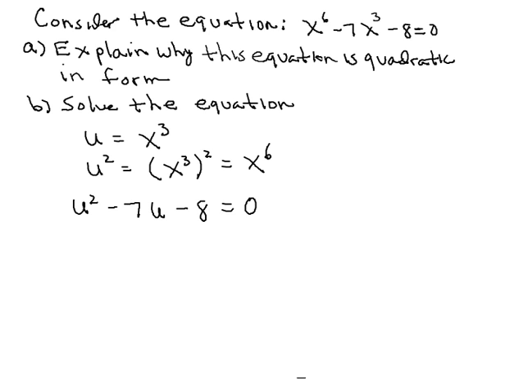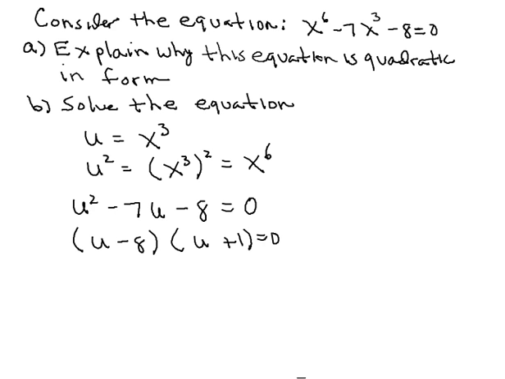So now with these substitutions we can rewrite the equation as u squared minus 7u minus 8 is equal to 0. Now the equation in this form will be much easier to solve, and we can use any of the methods we've talked about for solving this quadratic equation. And I think you can see it will easily factor into the quantity u minus 8 times the quantity u plus 1.